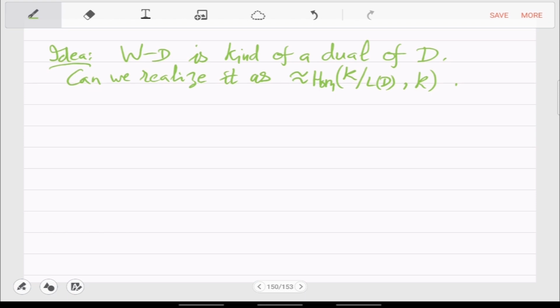So K mod LD is the subspace, and the dual of it is basically linear maps which evaluate a function to a field value, which is the base field small k. So we want to realize delta D as this object, and yeah, we'll try to achieve that. We'll not be able to achieve that exactly, but we'll kind of follow this template.